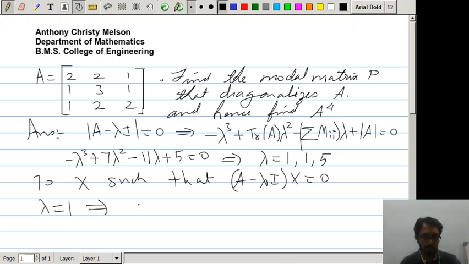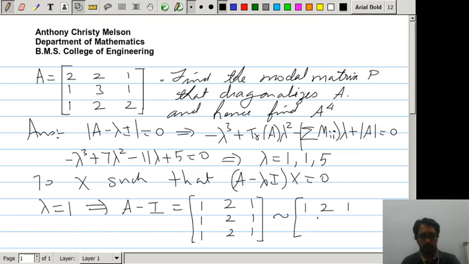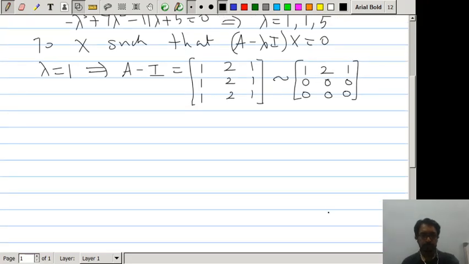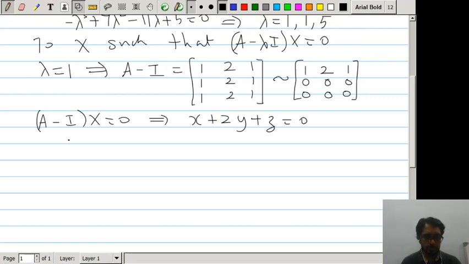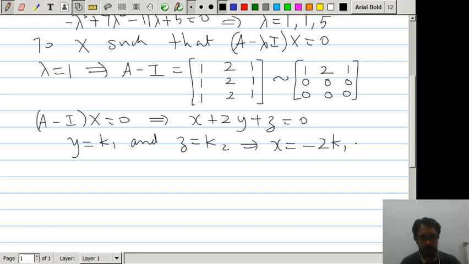Now lambda equal to 1, this implies A minus I is [1, 2, 1; 1, 2, 1; 1, 2, 1]. Since the rows are repeated, reducing this to the echelon form will give us [1, 2, 1; 0, 0, 0; 0, 0, 0]. So A minus I into x equal to 0 implies x plus 2y plus z equal to 0. Y equal to k1 and z equal to k2, this gives us x equal to minus 2k1 minus k2.